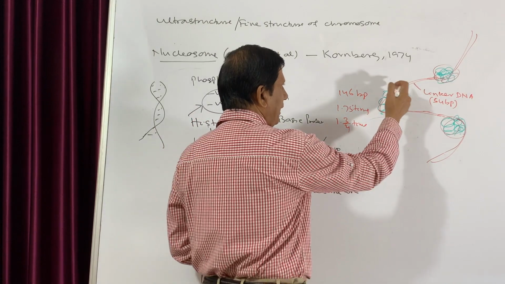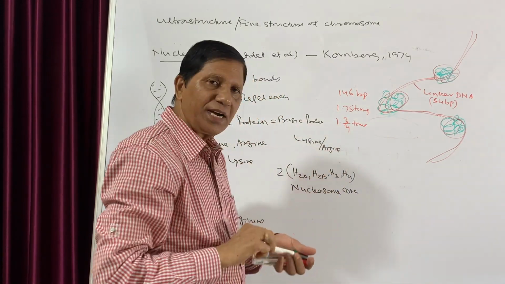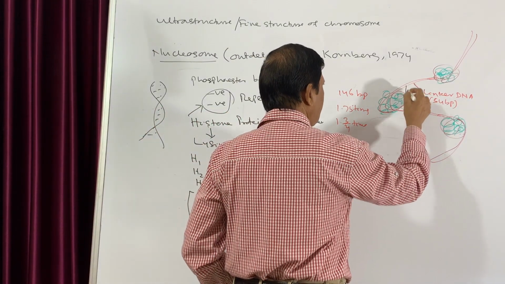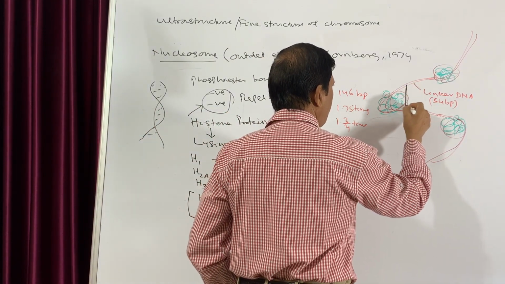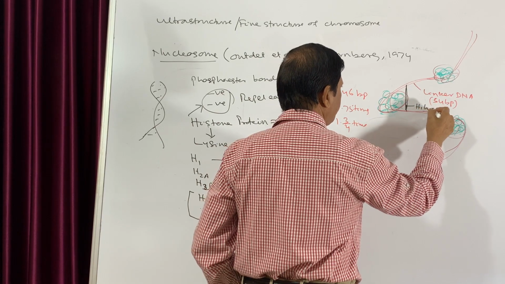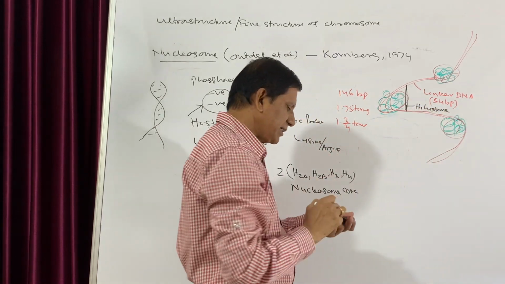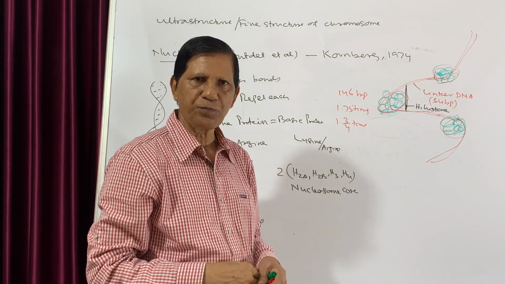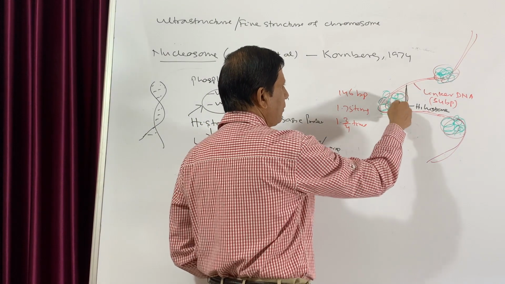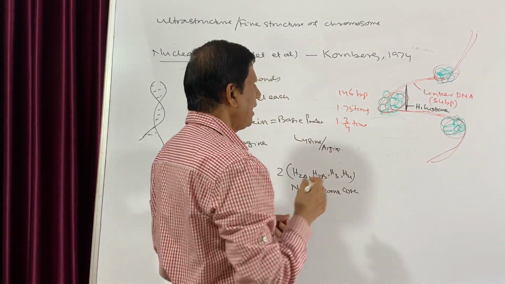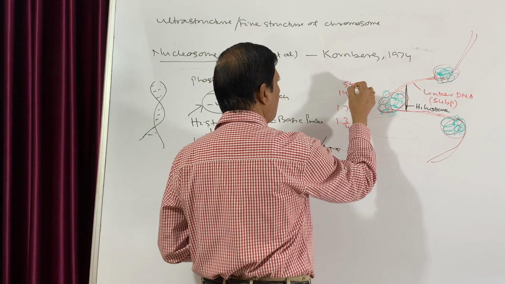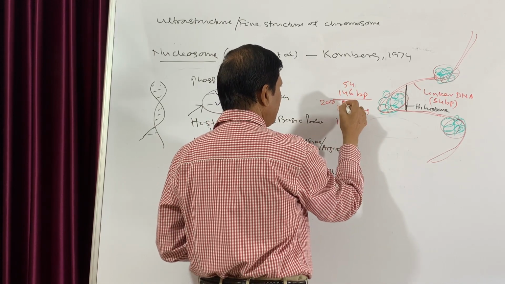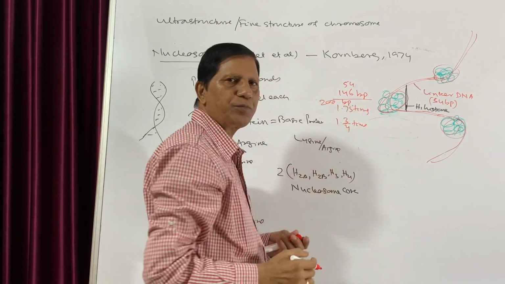And when it surrounds, it is tightened by H1 histone. This is the H1 histone. And it is usually said that H1 histone is not a part of the nucleosome. Here there are 146 base pairs of DNA, and in the linker there are 54 base pairs of DNA. That means in a nucleosome there are 200 base pairs of DNA.